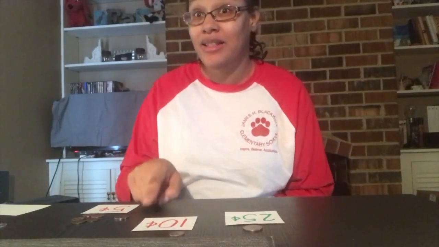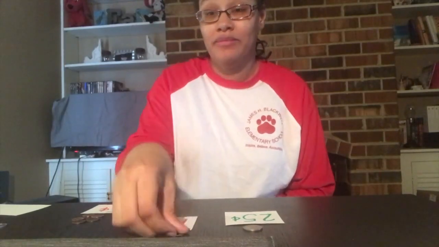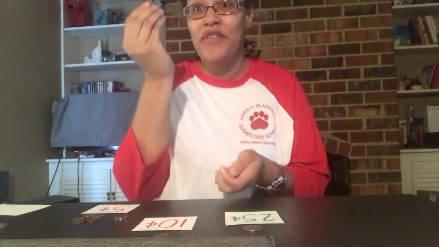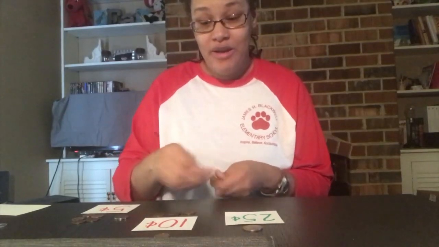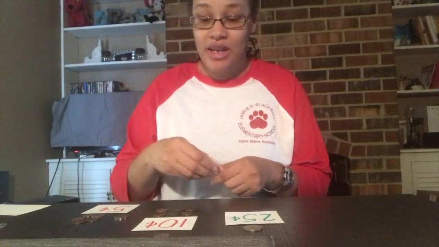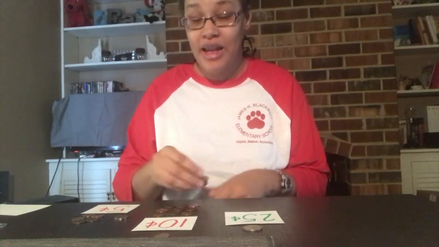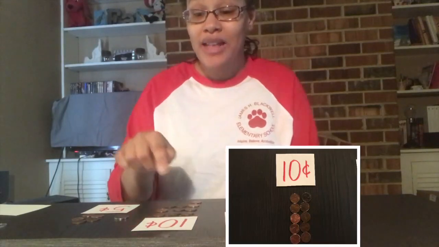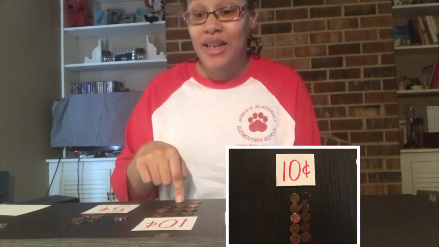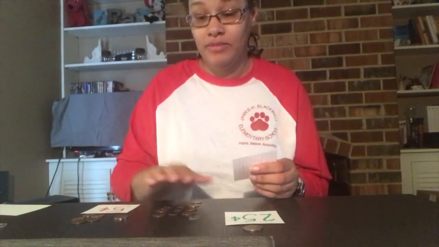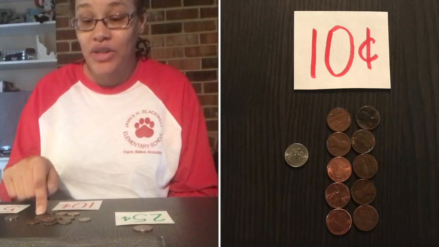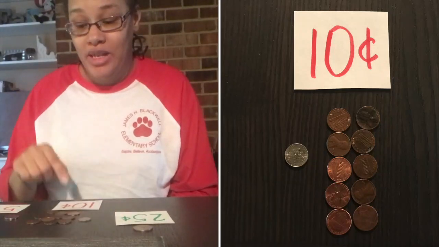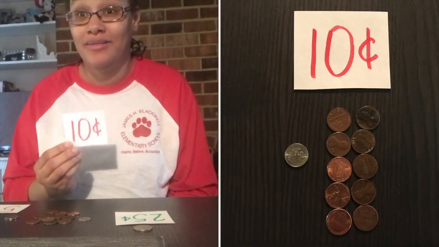Because 10 cents is in 1 dime. So that means 10 of these pennies is in 1 dime. 1, 2, 3, 4, 5, 6, 7, 8, 9, 10. So 10 pennies is equivalent, which means equal to, 1 dime. Okay, so 10 pennies or 1 dime is equal to 10 cents.